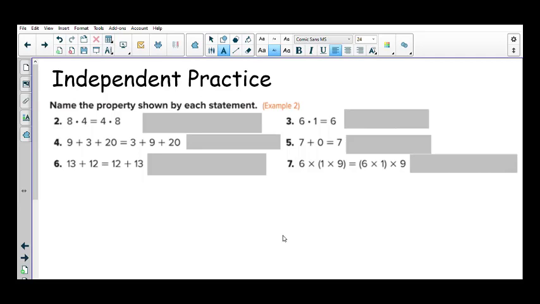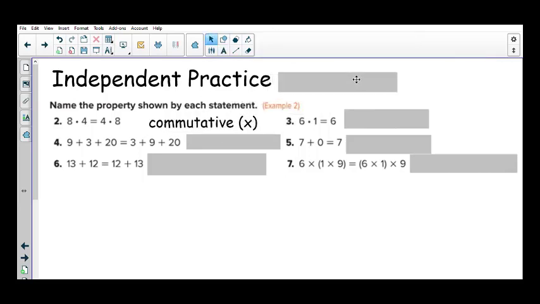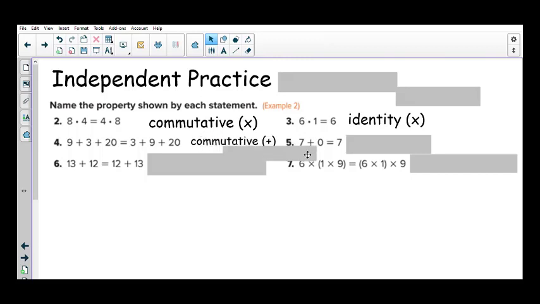All right. Hopefully you paused the video and you tried each of these questions. Number 2, this one should be the commutative property of multiplication. We switch the order around. Number 3, multiply by 1 to get the same number we started with. That's identity of multiplication. Number 4, the order of the 3 and the 9 switch. That's commutative property of addition.